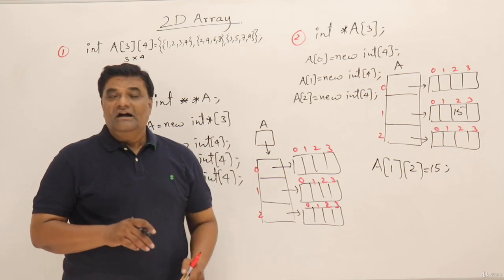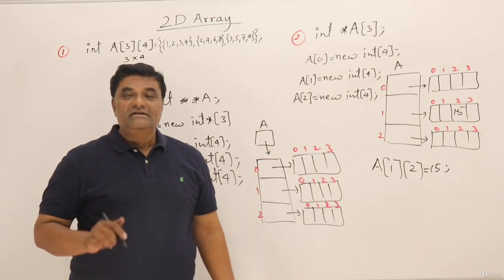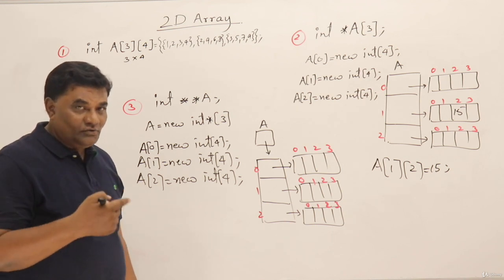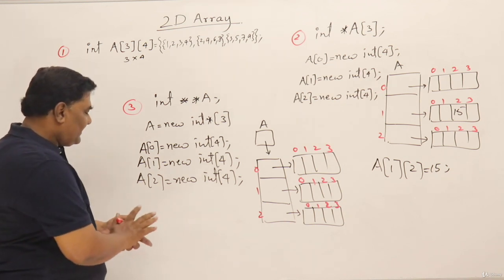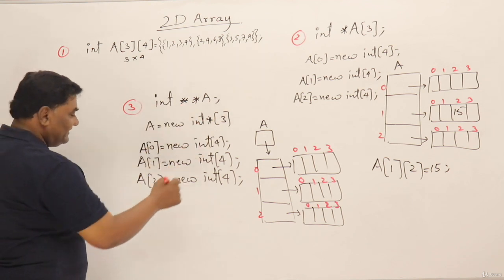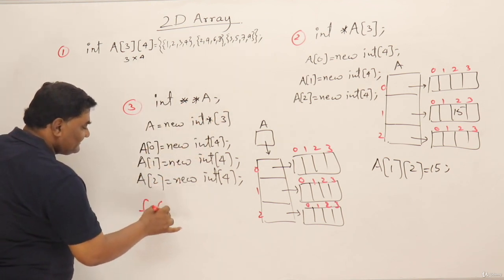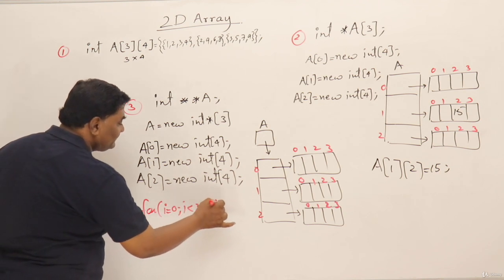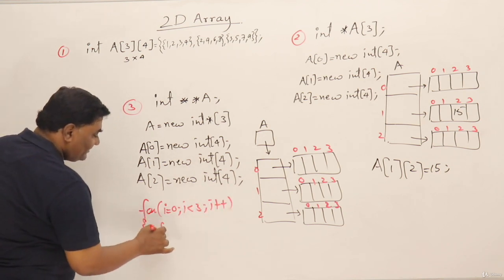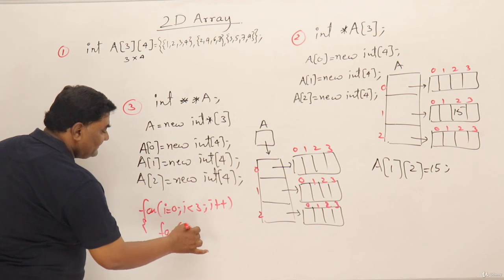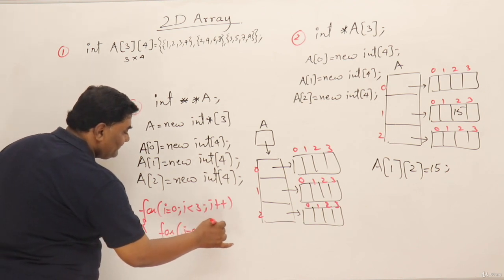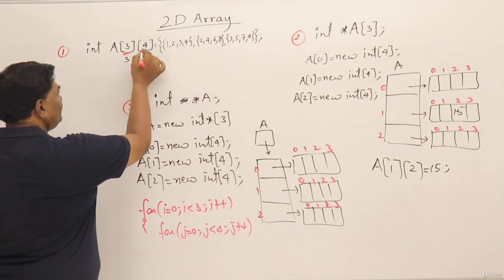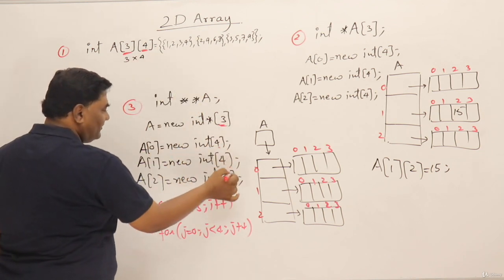Now the last thing: how to access these two-dimensional arrays. These two-dimensional arrays can be accessed using two nested for loops. For accessing this array or any of these arrays, I can use index i, let us say starting from 0, i less than 3 because there are 3 rows, and then one more inner for loop, j = 0, j less than 4 because there are 4 columns, j plus plus. In all my examples, I have taken 3 rows and 4 columns.